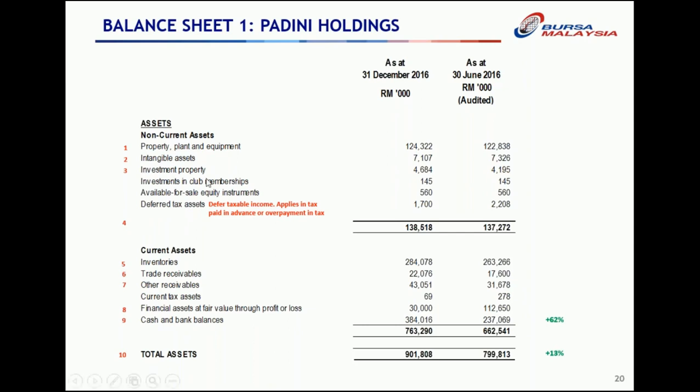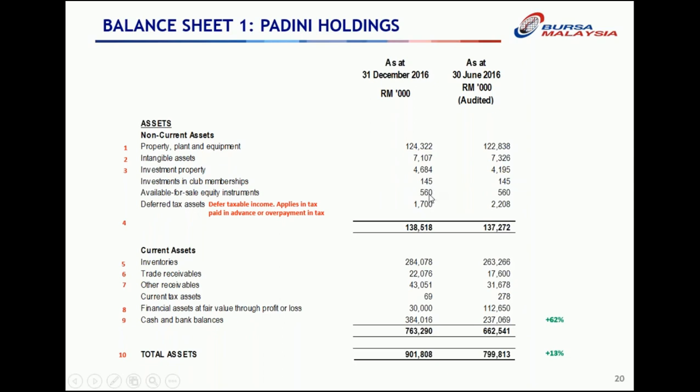But looking through this, I think this is very straightforward. Property, plant, and equipment: the company employs this to generate its revenue. Then we have intangible assets, which are about 7 million. Investment property: PADINI actually does invest in property, as there are other sources of income. Club membership: these are for their club members. Available for sale equity instruments.